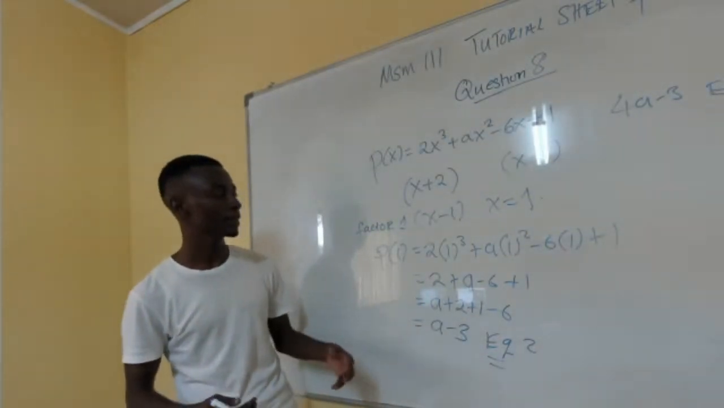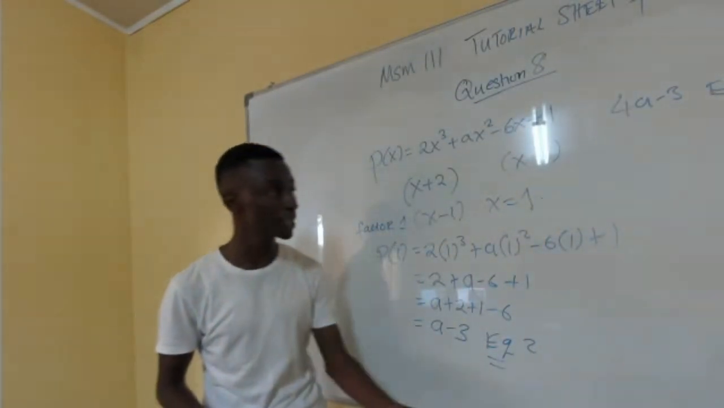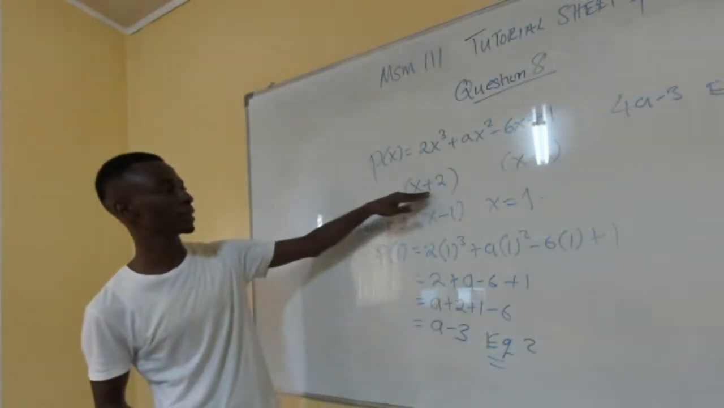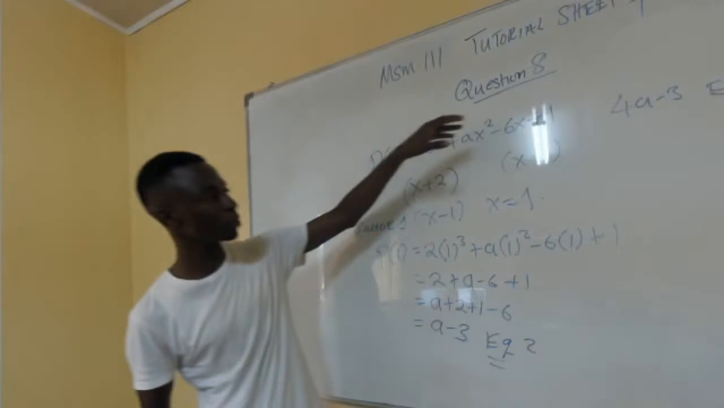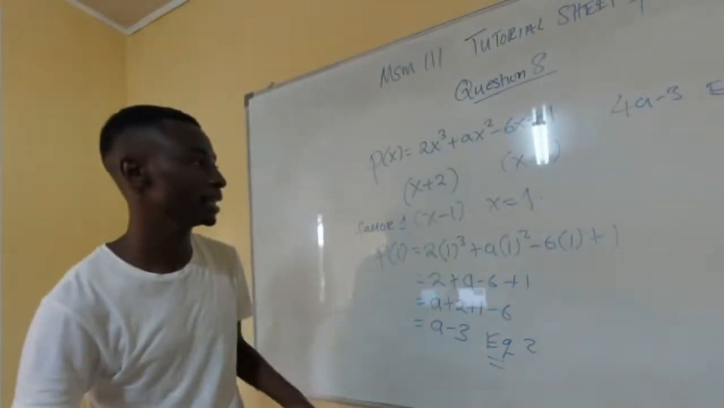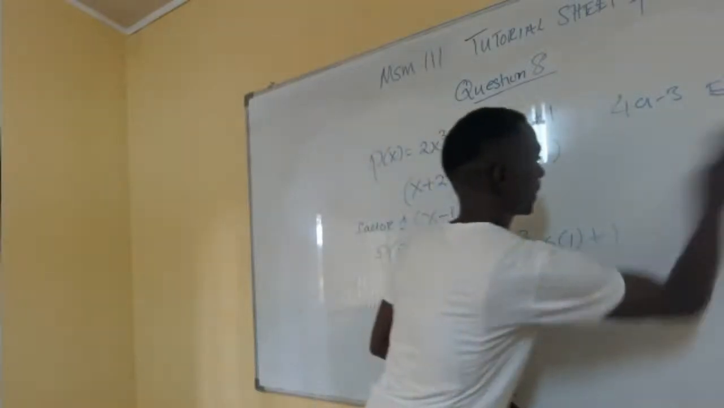So now, since we have two equations, equation 1 and equation 2, it's now easy for us to solve for a. So how are we going to solve for a? What is the question saying? The question is saying, if divided by this one, the answer is twice divided by that one. So what is the meaning of that statement? The statement means this.